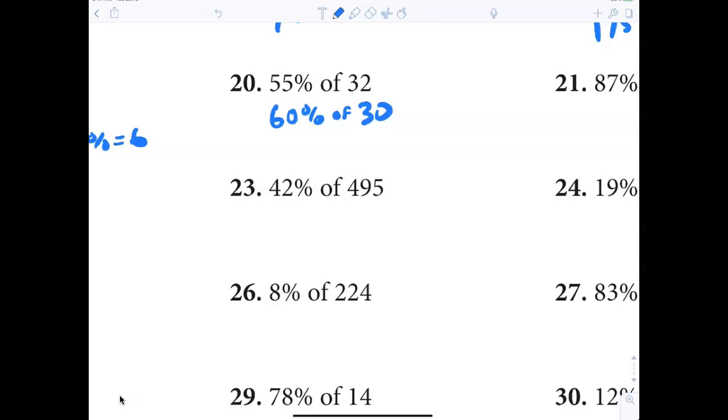Yeah, but you're just saying too much. I mean this. I just want you to say 10% is equal to what? 10% would be 3. Yes. So 60% is 18. That's exactly correct. Thank you.